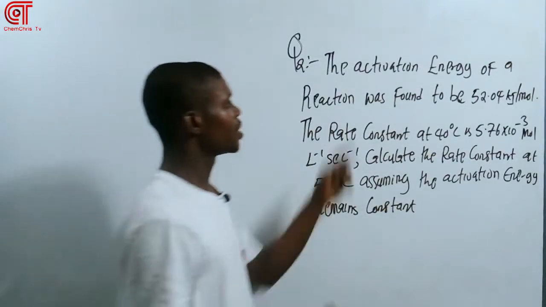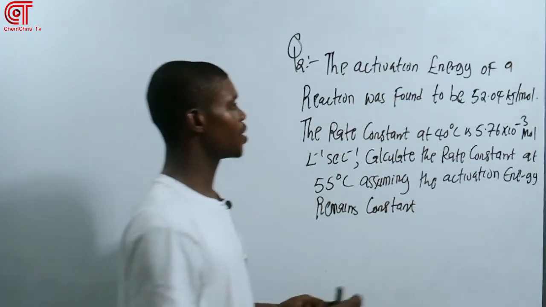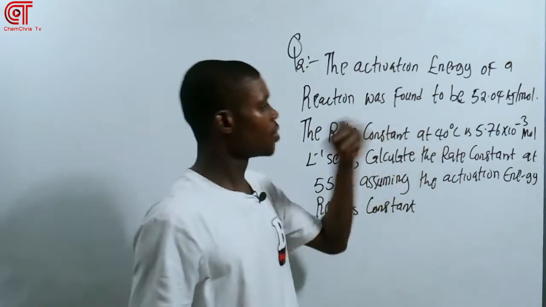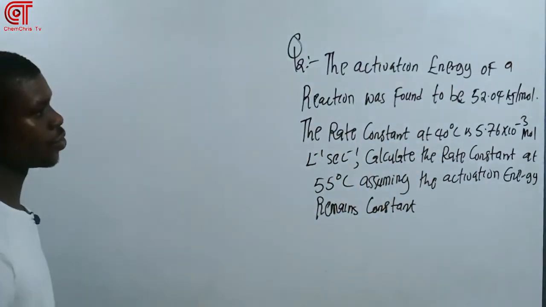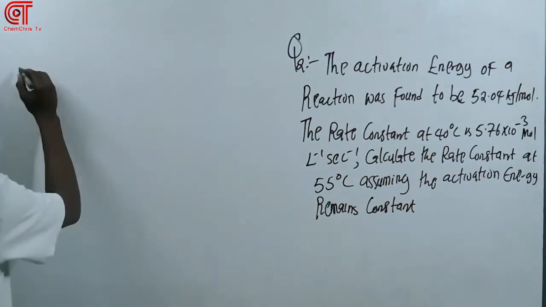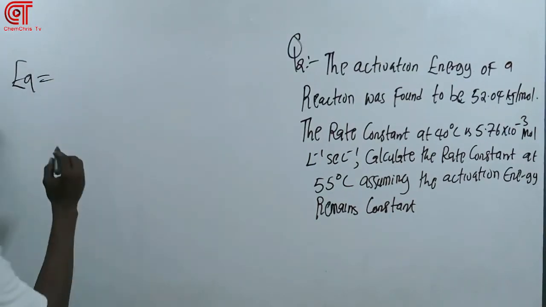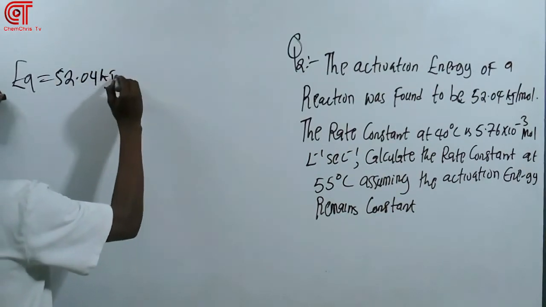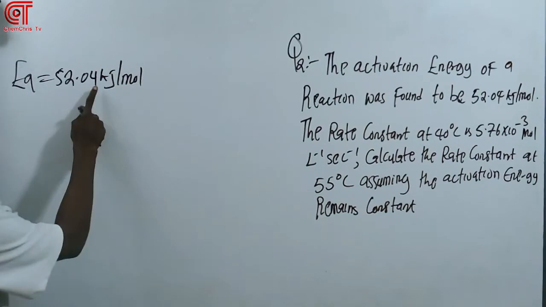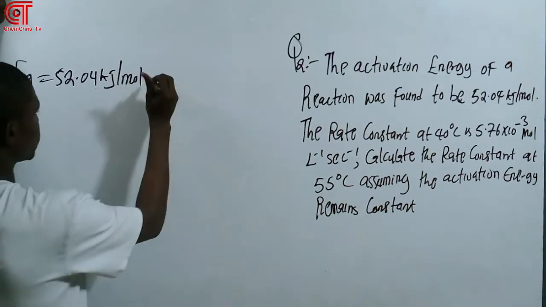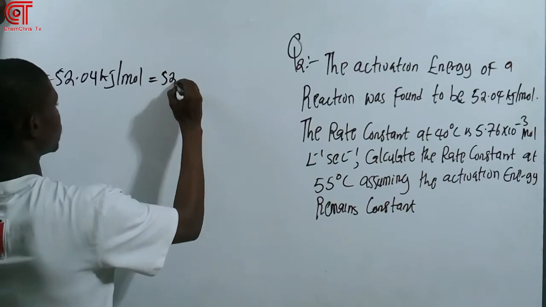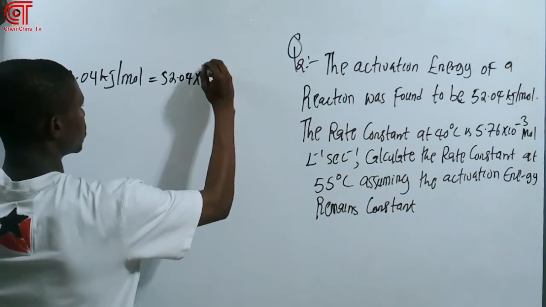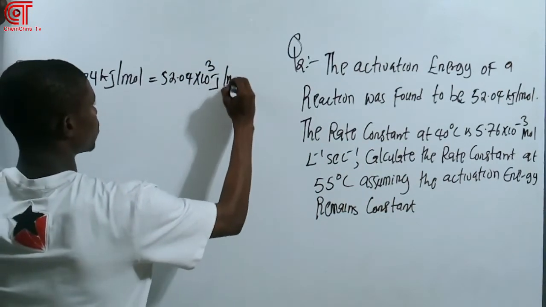You get question 2. Let's look at question 2. The activation energy of a reaction was found to be 52.04 kilojoules per mole. So my EA equals 52.04 kilojoules per mole. Remember, you have to convert this kilojoules to joules by multiplying by 1000, which is going to give me 52.04 exponential 3 joules per mole.